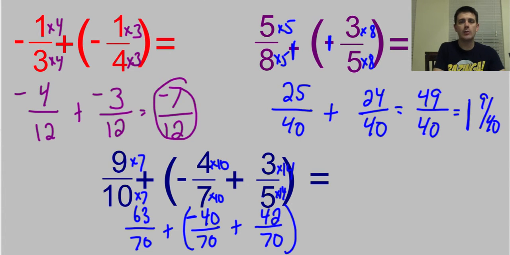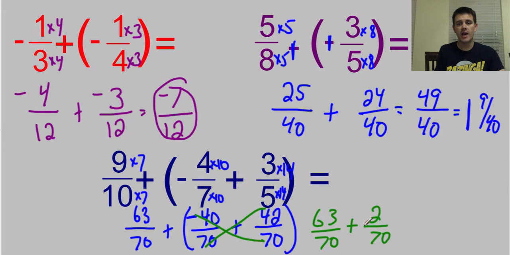And now I'm going to follow my order of operations as I work through my problem. So inside the parentheses, they have different signs, so I'm going to subtract them. 42 minus 40 is 2. And I'm going to take the sign of the higher number. The positive was bigger, so it's going to stay positive. I'm done with the parentheses. It became 2/70ths.